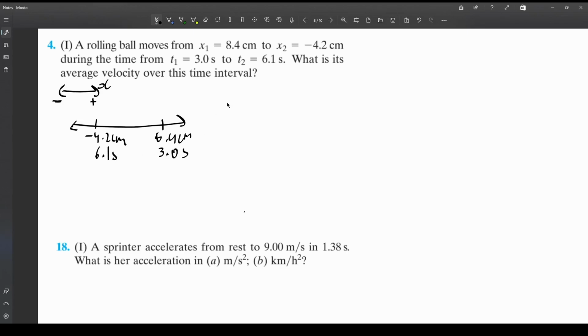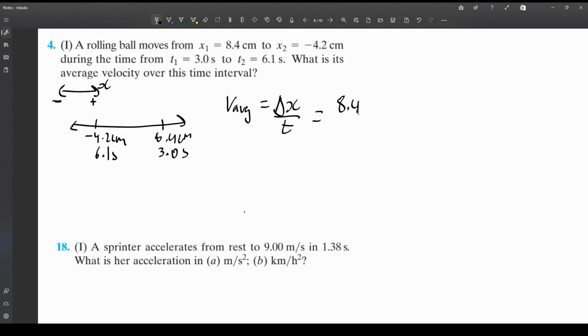So how do you solve for this? V average is equal to delta x over t. That's the formula that we're going to use because we're solving for average velocity and we're given the time and the distance. So using this formula, we can do 8.4, which is our initial position.